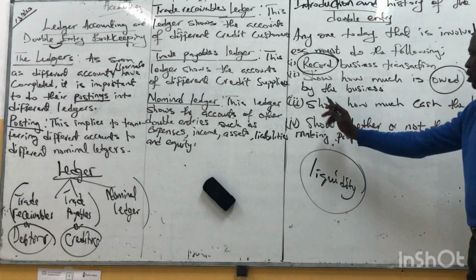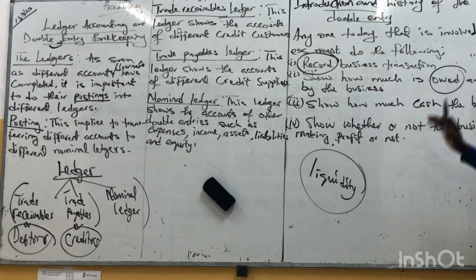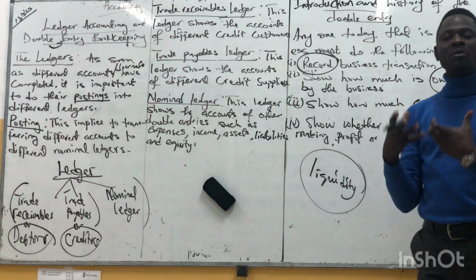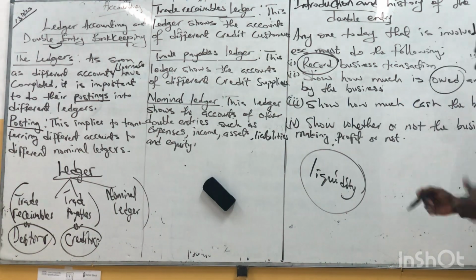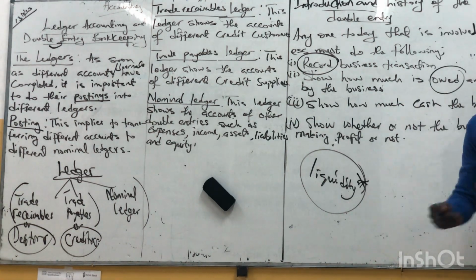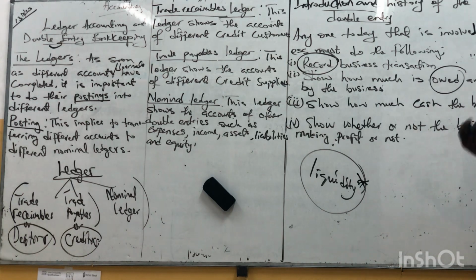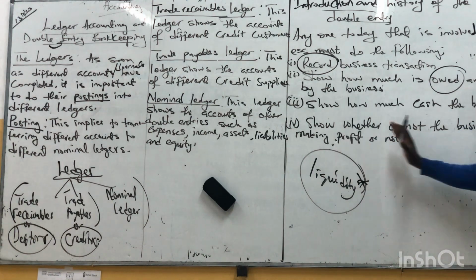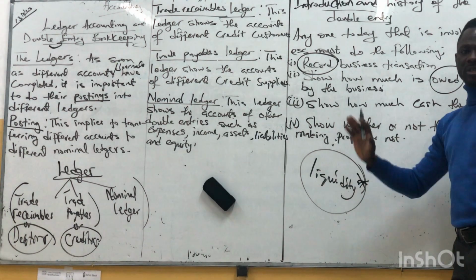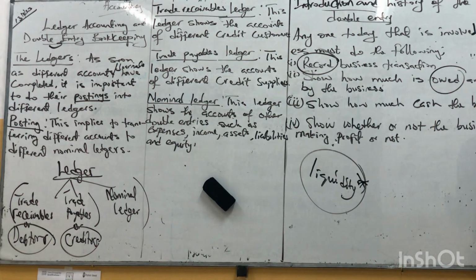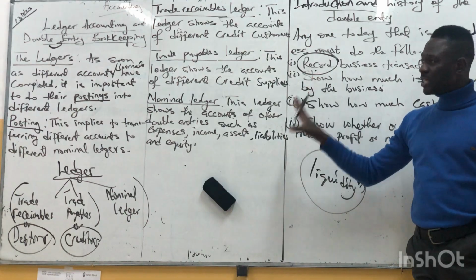The third one, show how much cash the business has. You must be able to show the amount of cash you have because the business needs liquidity. Liquidity is important for a business. That is the cash inflow and outflow. And the last one, show whether or not the business is making a profit. It is important to show if you are making a profit or a loss. So this is the end of the history of the ledger.